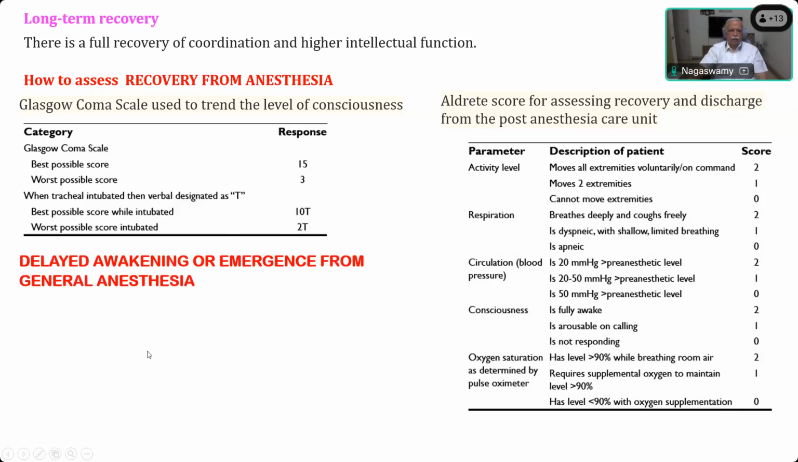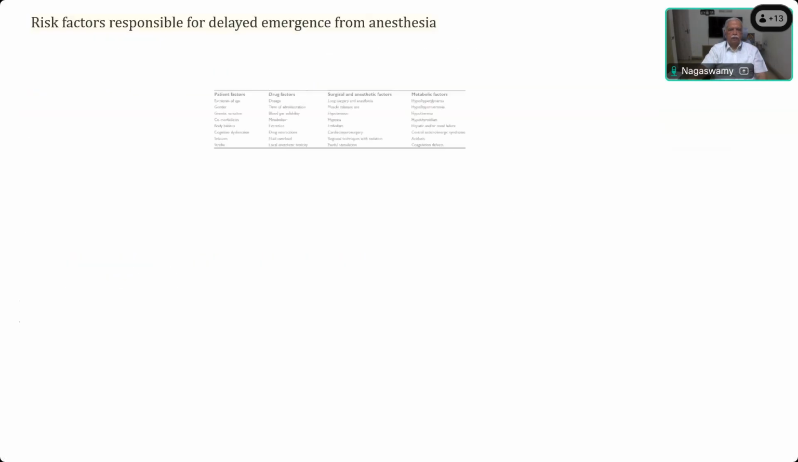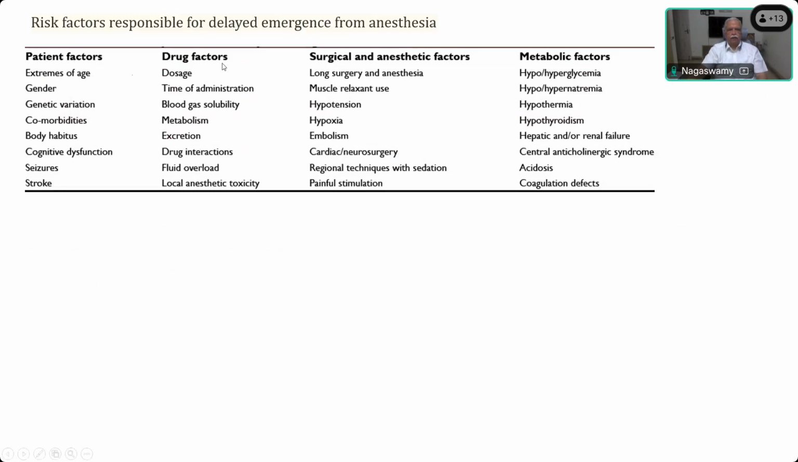Now, after assessing the recovery, we say which patient is having a delayed awakening or emergence from general anesthesia. It is defined as a state of unresponsiveness where the patient cannot be aroused, and it relates to some underlying undiagnosed condition or a medical error. The risk factors can be classified as patient factors, drug factors, surgical anesthetic factors, and metabolic factors. If you put a chart like this, you can easily classify all the things that we have been telling into one simple thing. You can see extremes of age, gender, genetic variation, comorbidities, body habitus. Obese people sometimes, because if you use a volatile for a long time, they may take longer, stroke and all those things. And drug factors like dosage, time of administration, blood gas solubility, excretion, etc. Surgical factors and metabolic factors.